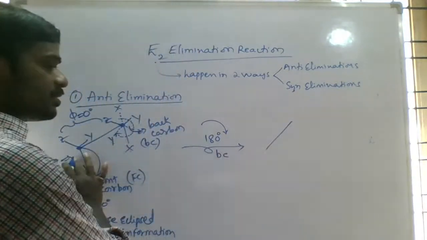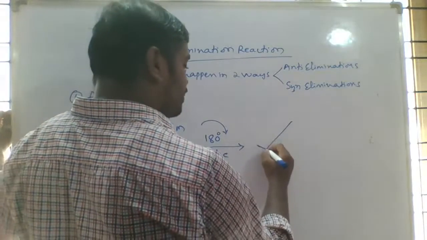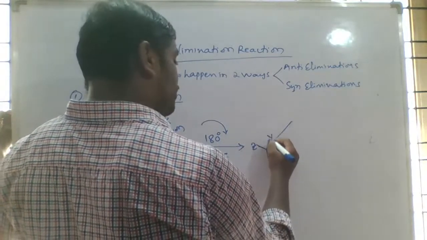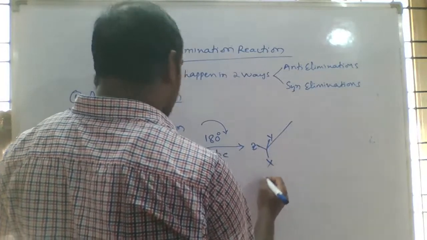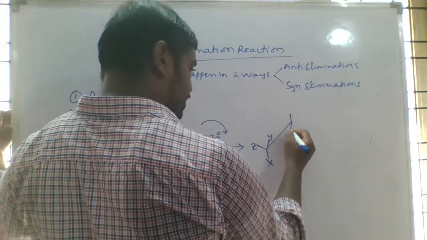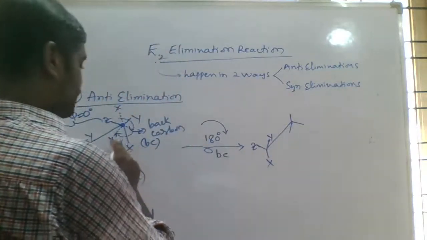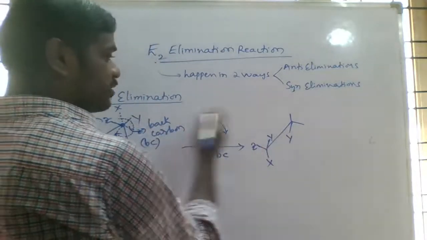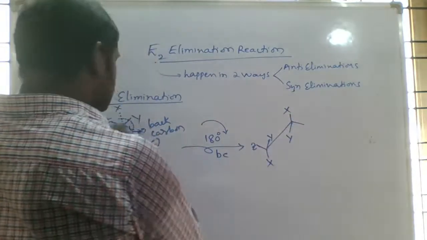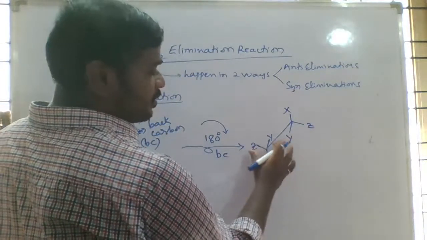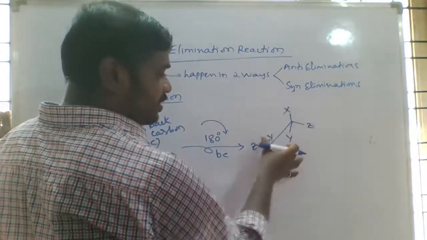The front carbon does not change direction. This is the Z group, here the Y group, here the X group. The back carbon is exchanged completely. This Y goes here, X goes here, and Z goes here. Therefore Z and Z, X and X, Y and Y are across from each other.